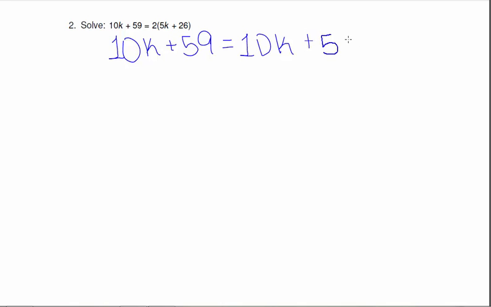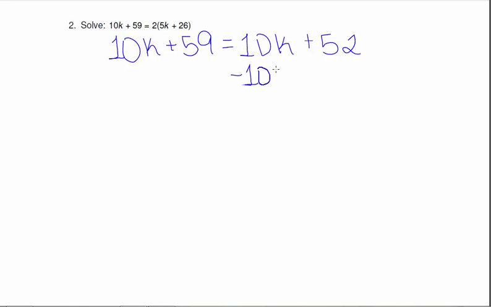Number 2 asks us to solve this equation. So the first thing we should do is clear the parentheses. 10k plus 59 is equal to 2 times 5k is 10k, plus 2 times 26 is 52.